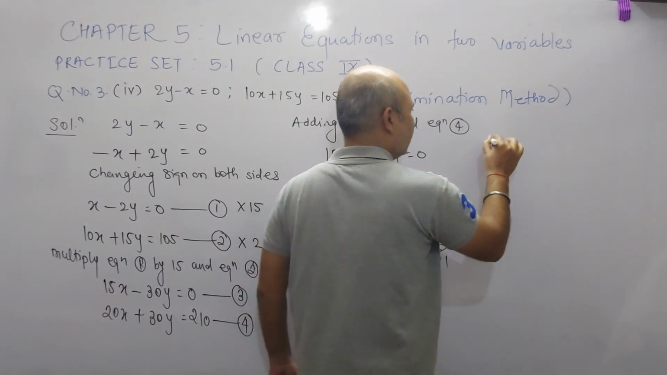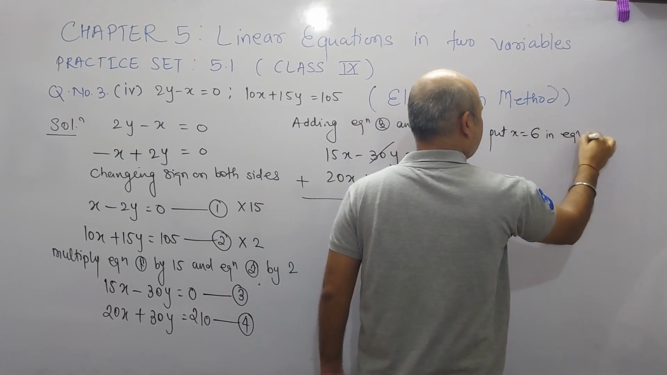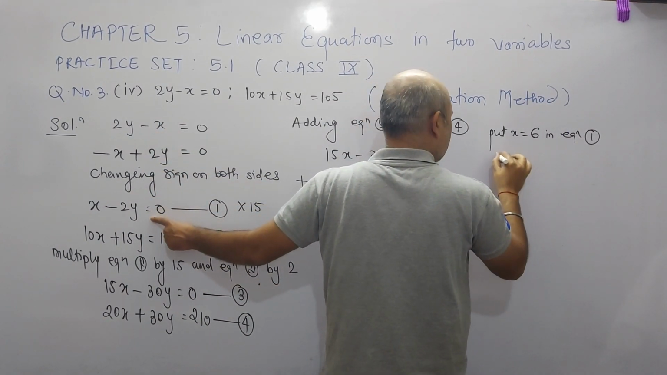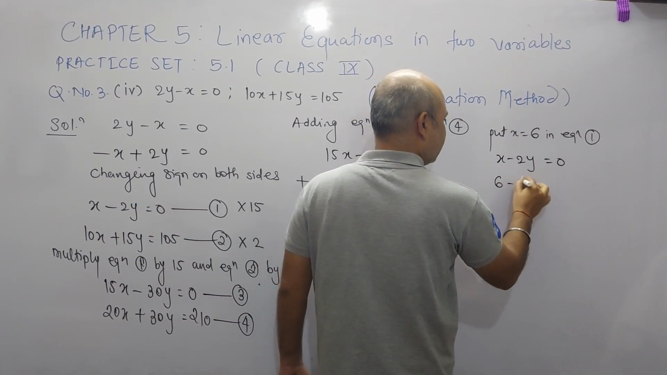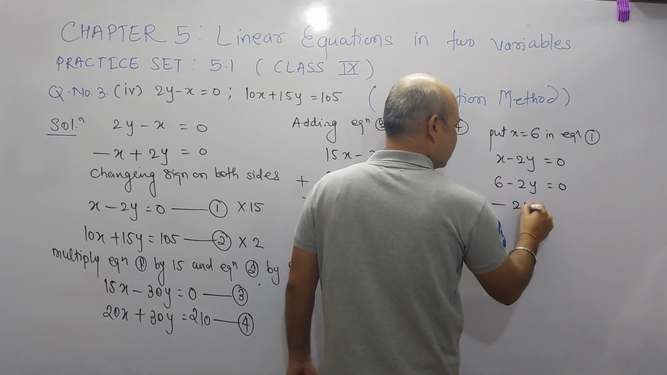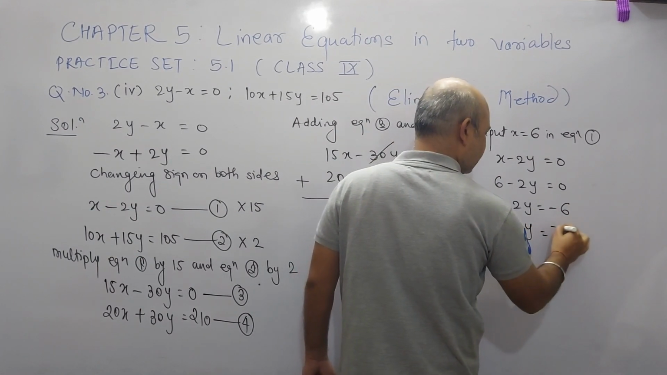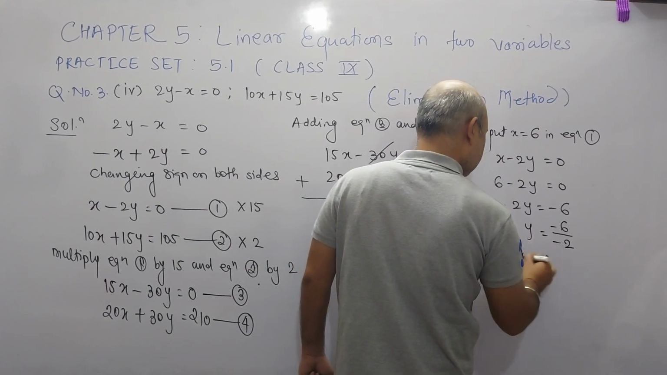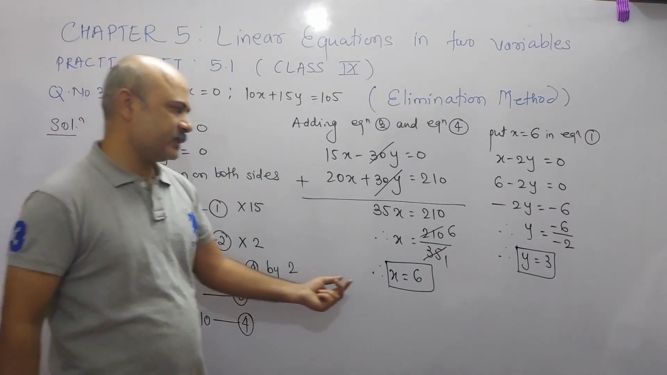So you will get the value of y. You will write: put x is equal to 6 in equation 1. What is equation 1? x minus 2y is equal to 0. What is x? 6 minus 2y is equal to 0. Transfer 6 to the right hand side. So minus 2y is equal to minus 6. And therefore y is equal to minus 6 divided by minus 2, and therefore y is equal to 3. x is 6 and y is 3.